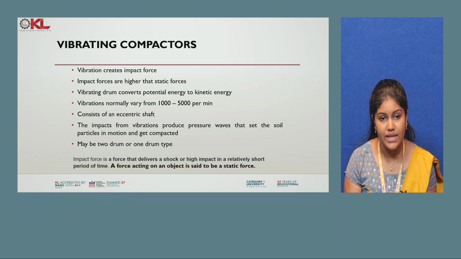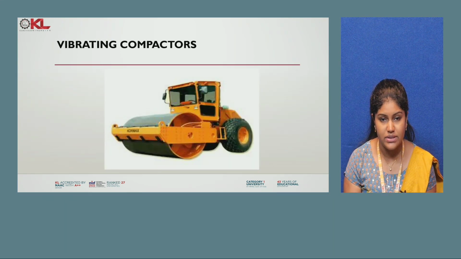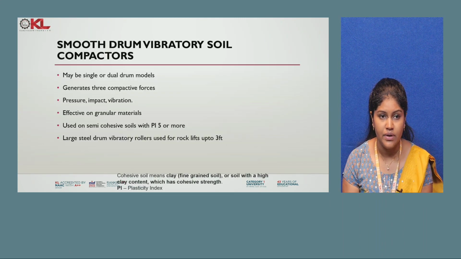It consists of an eccentric shaft. The impact from vibration produces pressure waves that set the soil particles in motion and get compacted. It may be a 2 drum or 1 drum type. So this is the vibrating compactor. You can see the example.